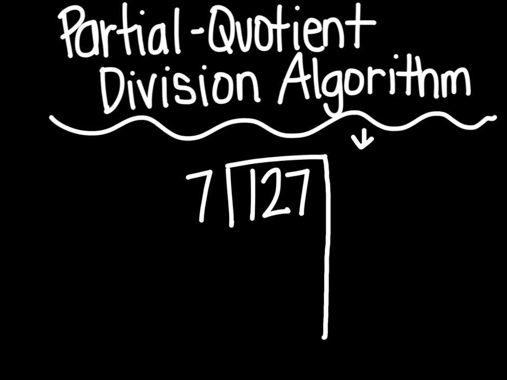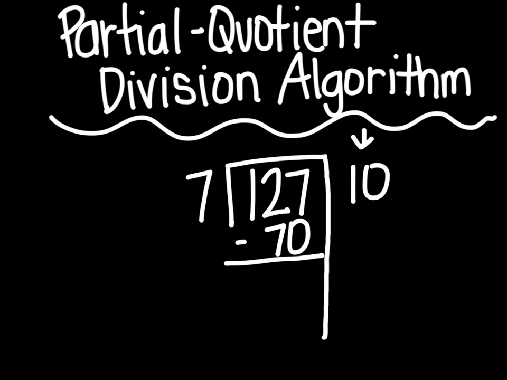So the first thing that we want to look at is 127, and we want to make sure that that number is decreasing. By doing that, we have to find a friendly number that we can multiply by 7 that is not higher than 127. I'm going to start with 10. I know that 10 times 7 is 70. So I'm going to place that in my bracket, and I'm going to subtract them.